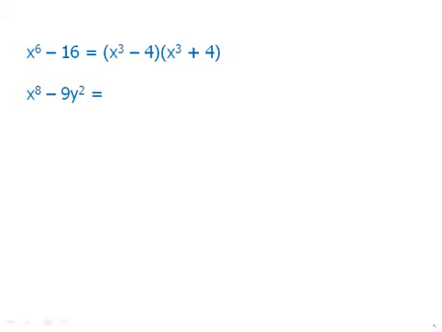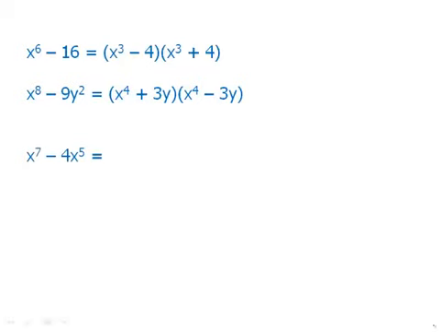If we have x to the 8th minus 9y squared, well, x to the 8th is x to the 4th squared. So a would be x to the 4th, and of course b would be 3y. So this factors into x to the 4th plus 3y times x to the 4th minus 3y.